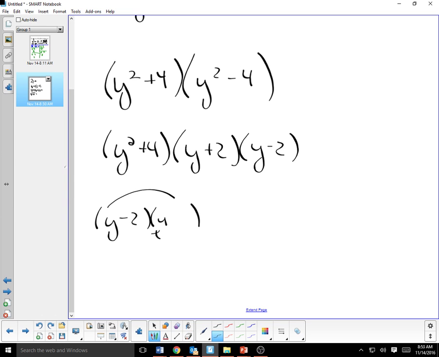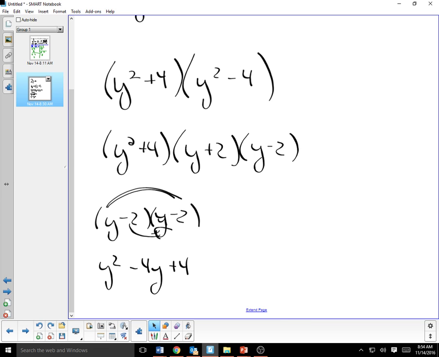Okay, so if I went y minus 2, y minus 2, that would give me y squared for the inside, negative 2y, so it'd be negative 4y plus 4. Is that what we want to break it up into? I'm glad you said that because everybody needs to hear this. This y squared plus 4 cannot be factored.